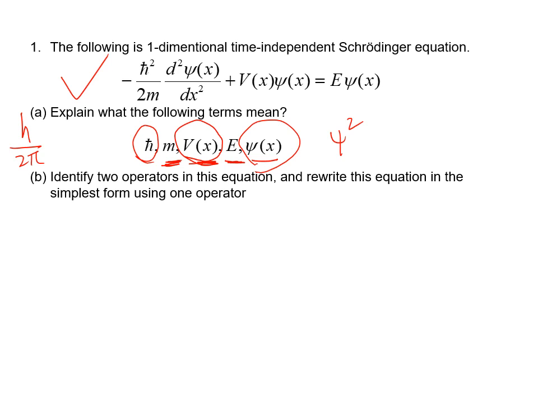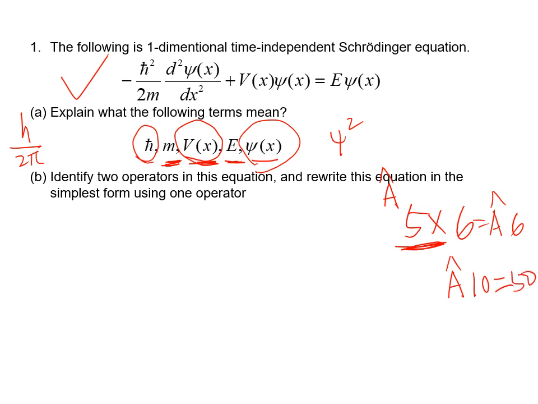Next, identify two operators in this equation. In mathematics, we consider operations using operators. For example, 5 times 6. The "5 times" we can think about as an operator. So this operator operates on 6. This operator operating on 10 would give 5 times 10, which is 50. So "5 times" is an operator.